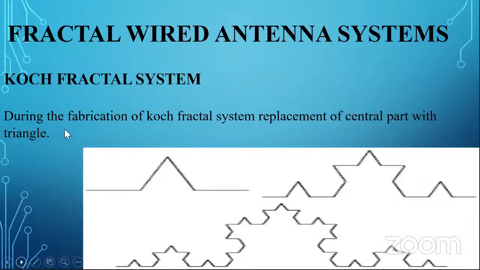antenna materials. We discuss some types of wired fractal antennas. Number one is the Koch fractal system. During its fabrication, we replace the central part of the antenna wire with a triangle, and with multiple iterations we obtain a final structure resembling a star.